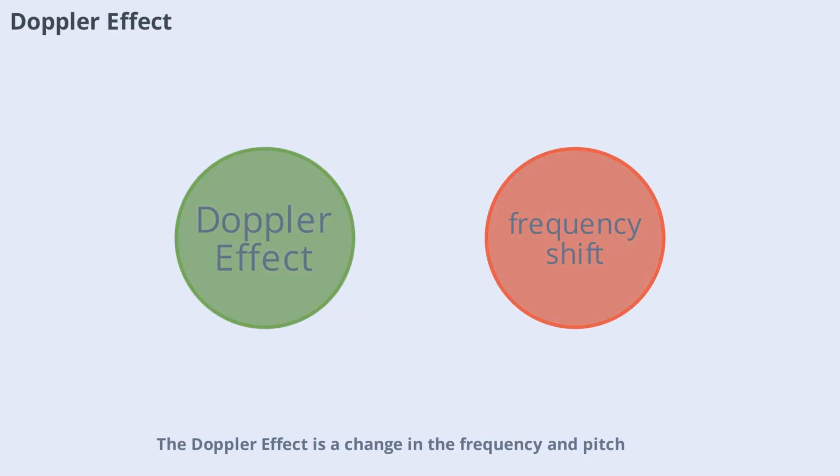The Doppler effect is a change in the frequency and pitch of a sound as the source moves toward or away from you. You've probably noticed this when an ambulance passes by. The siren sounds higher as it approaches and lower as it moves away. This effect is used in radar, astronomy, and even weather forecasting to measure speed and movement.